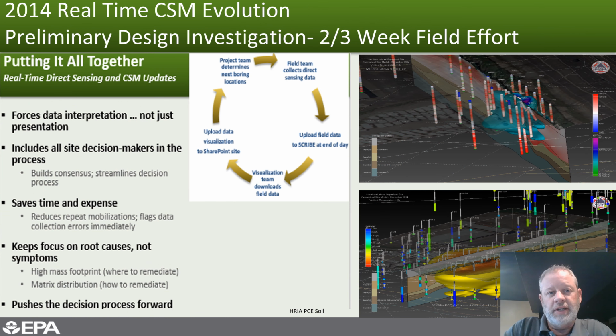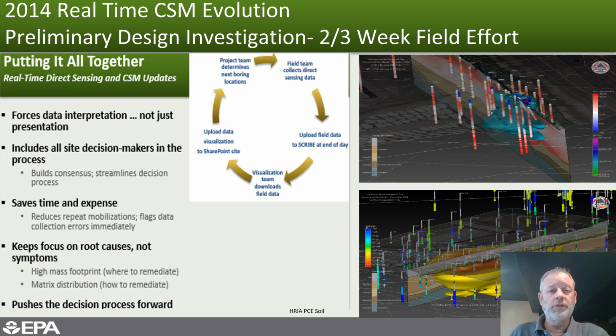Fast forward to 2014 now, where we came in with a series of tools, and I'll show a couple of visualizations of that. But essentially, we used the membrane interface probe, the MIP, stacked with the HPT, the hydraulic profiling tool. So we have MIP and HPT response: HPT telling us something about the geology, and the MIP response telling us something about the distribution and strength of the signal for the PCE contamination.